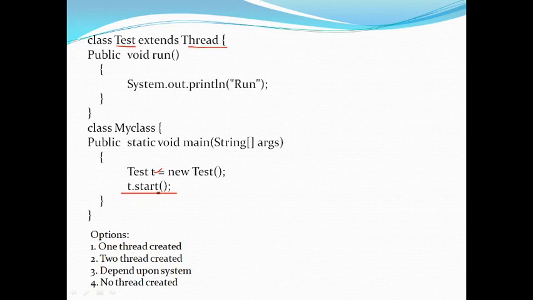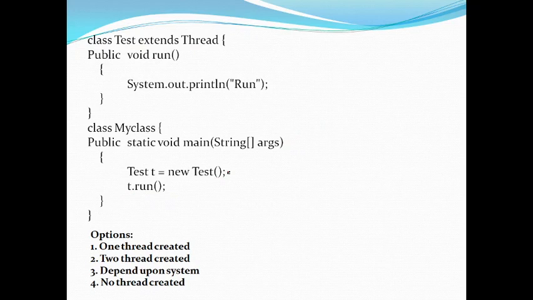Now, if I call start, what is going to happen? The options given are: in this particular program, one thread is created, or two threads are created, or it depends upon the system, or no thread is created. The answer here is, you may think that only one thread is created, but two threads are created. What are the two threads? I already discussed that main is also one thread. Again, for the test class we are creating another thread. That's why two threads are created here. So this is the output of this program.